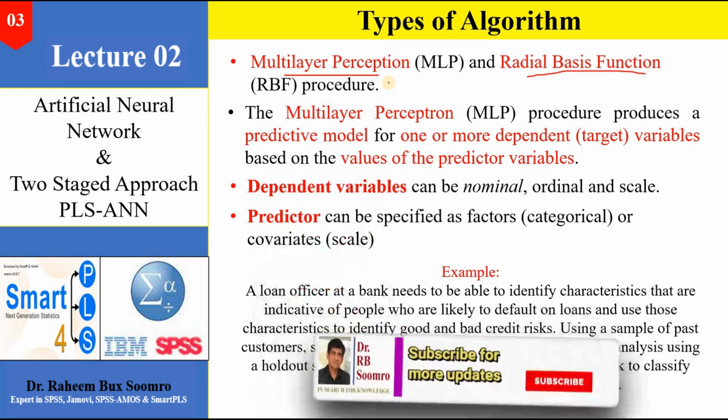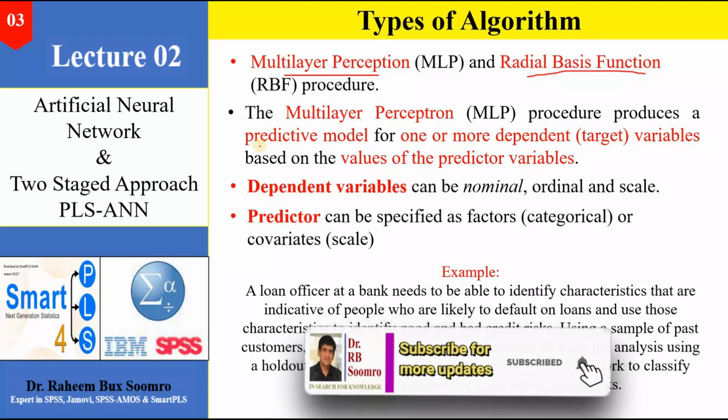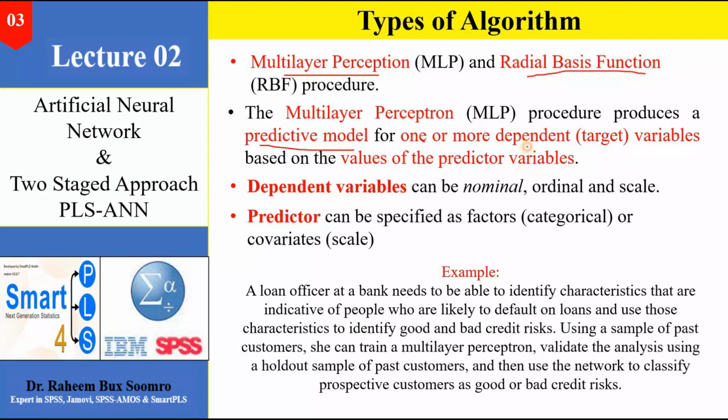Now the multi-layer perceptron produces a predictive model for one or more dependent target variables based on the various predictor variables. Basically we are providing both the dependent and independent variables to the multi-layer perceptron algorithm, and depending on these it creates results for us. It creates several layers, and that's why it is slow. The problem is that it is slow because there are so many layers. That's why we call it multi-layer perceptron.